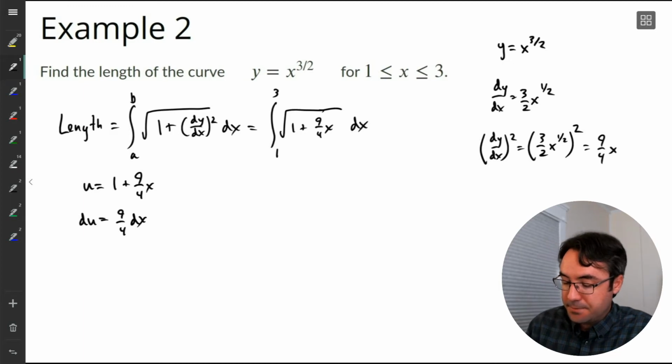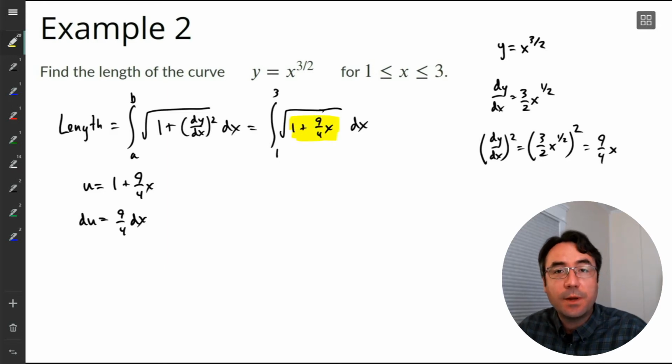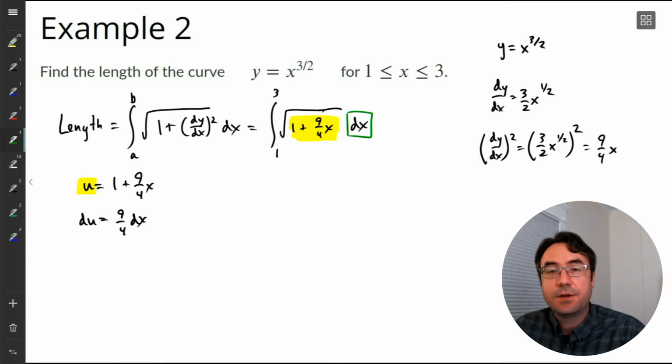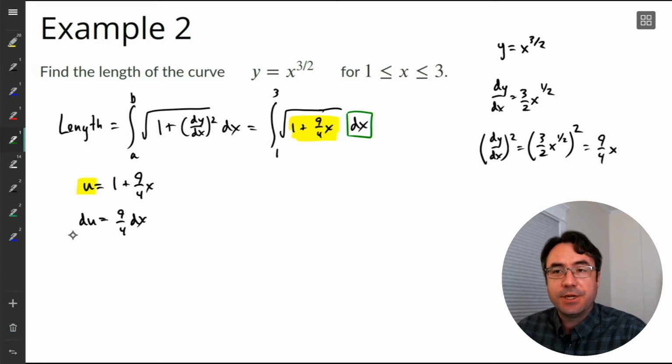And if we look in our integral here, this 1 plus 9 over 4x, we know what that's going to do. It's going to become u. And then the dx here, we need to convert that over as well. If we look down in our differential equation, du is equal to 9 over 4 dx, we need to solve for this dx. So we want to know what dx is.